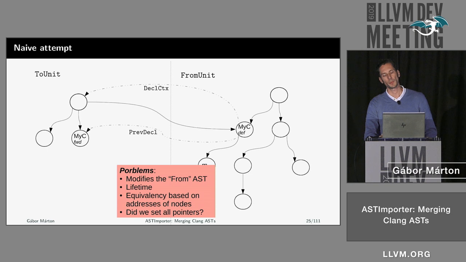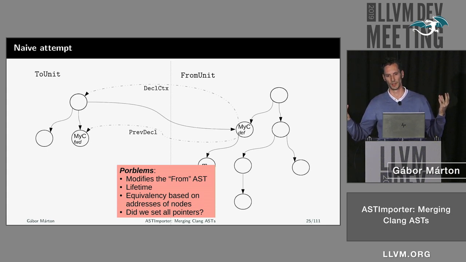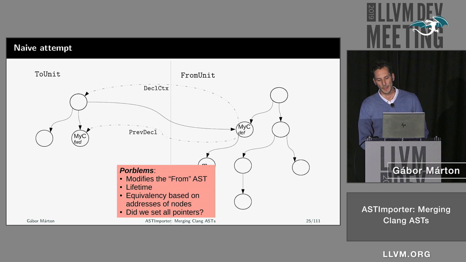All right. So the third problem is that the Clang AST itself decides equivalency of nodes based on their pointers. For example, in case of type pointers, and in case of this special forward declaration of my class, the type pointer will point to a node which is in the to context, and in case of the my class definition, it will point to a node that's in the from context, so they are naturally not equal. But if we had parsed the two things in just one step, if they were one file, then they would naturally point to the very same type. So that's the third thing.